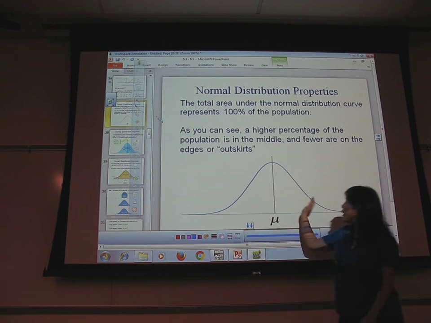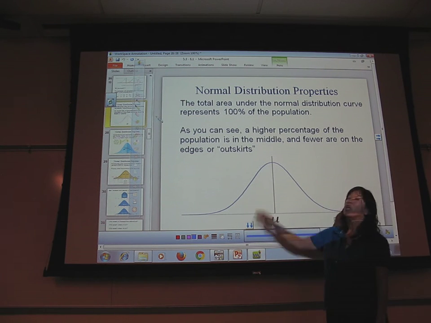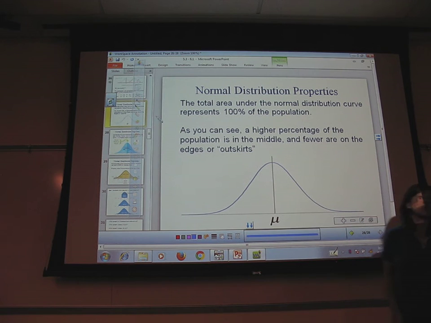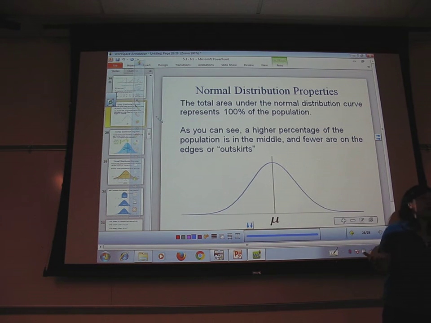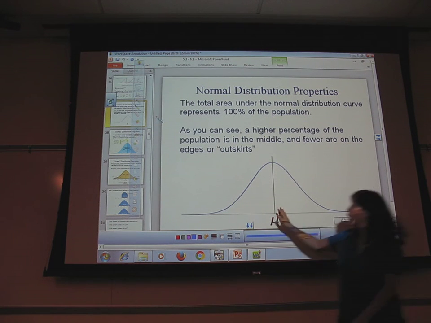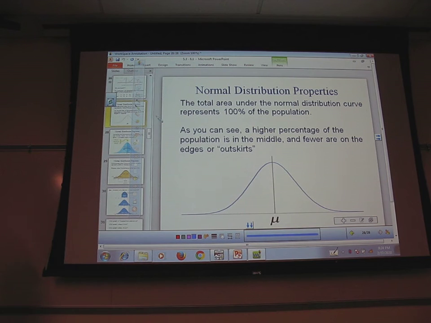Also, if you add up the entire area underneath here, this represents 100% of the population. This represents everybody in the poll, everybody in the study. So this represents everybody, 100% of the population. This represents 100% or 1. Good? So this area is 1.